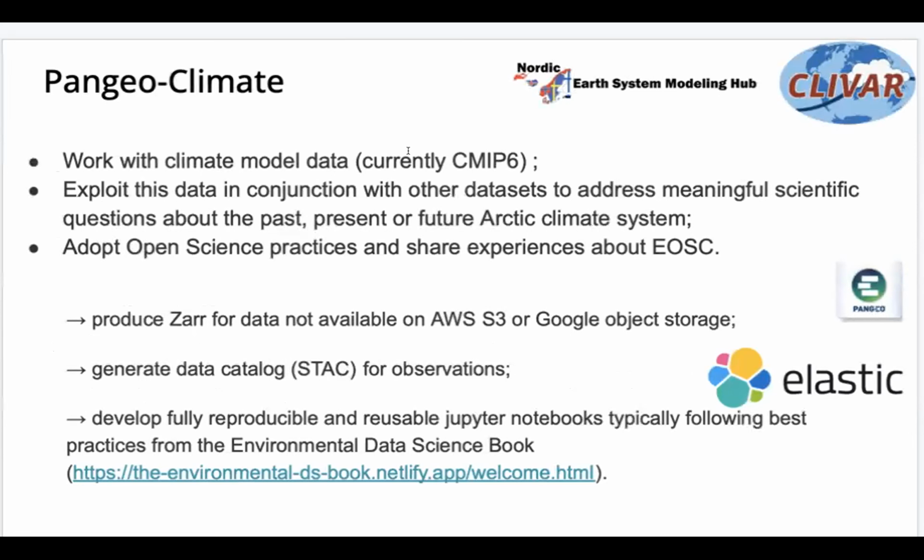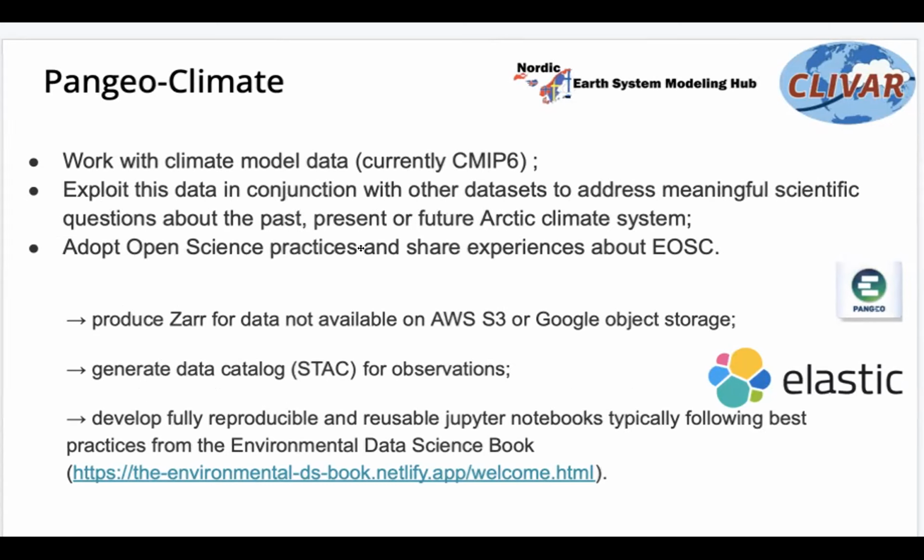And we work with climate data. So we work mostly with CMIP6 data, one part of which is already on the cloud on AWS, but much of the data we need for CLEVER, for Arctic, is not available. The goal is to exploit this data in conjunction with other data sets like observations, to address scientific questions about the past, present, and future Arctic climate system.